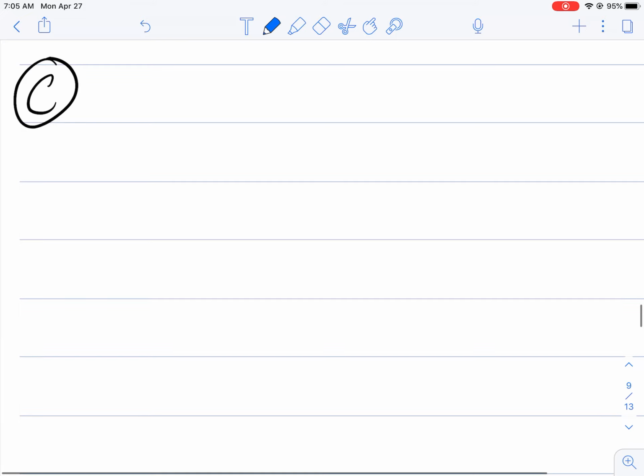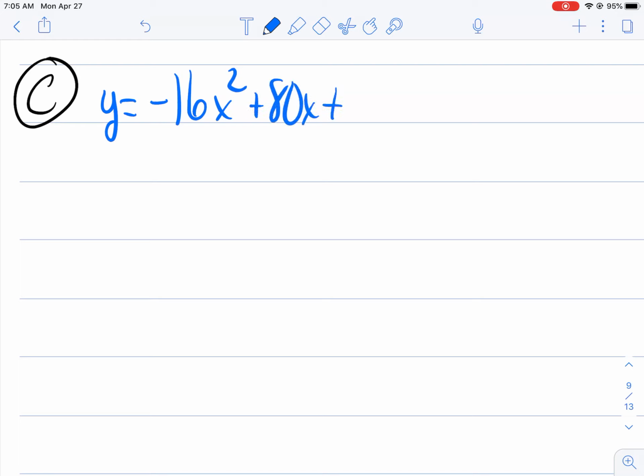Okay, and then for problem C, I'm going to, again, start with our equation here. We'll do the one we modified, negative 16x squared plus 80x plus 5. And you want to figure out at what time is the ball, or the balloon, 65 feet in the air. So we want to plug in y equals 65, and then we're going to just solve this.